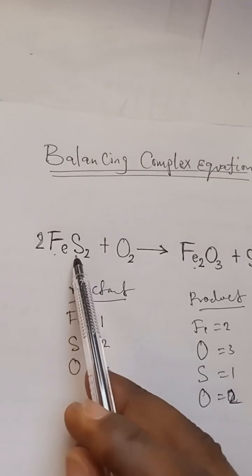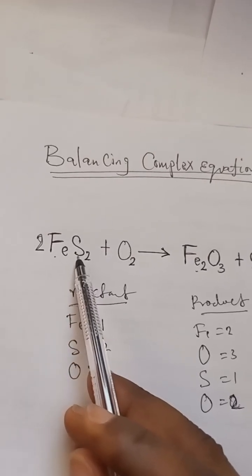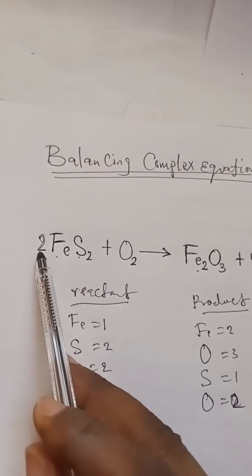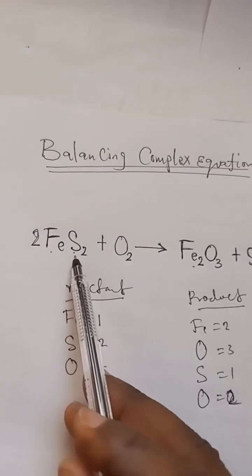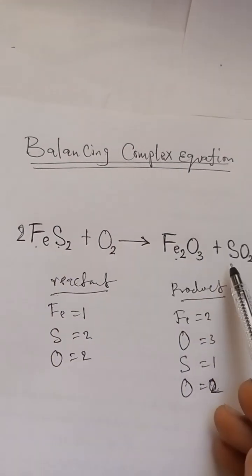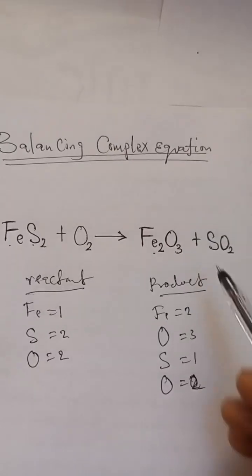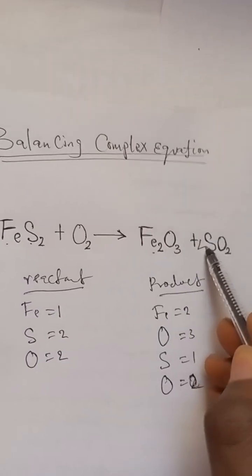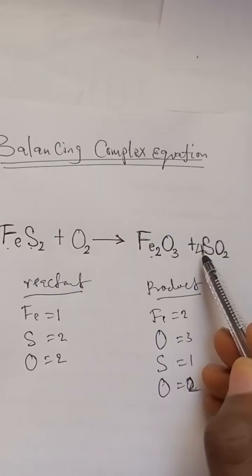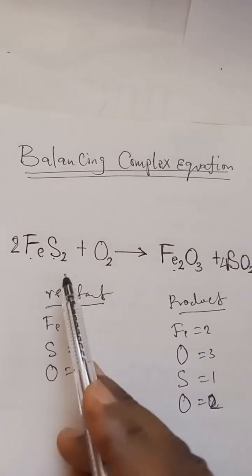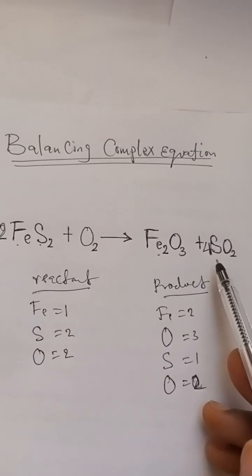Now I told you that it's going to affect this sulfur. Now this sulfur is 2 and it has 2 here, so 2 times 2, sulfur is now 4 here, but sulfur is 1 here, so we are going to balance this sulfur by adding 4 here. So sulfur is now 2 times 2, which is 4. Sulfur is 4 here also.